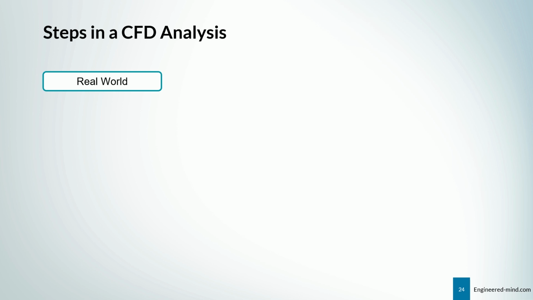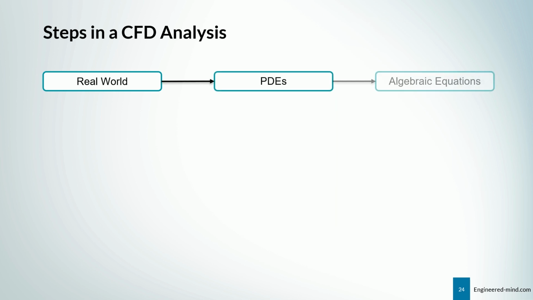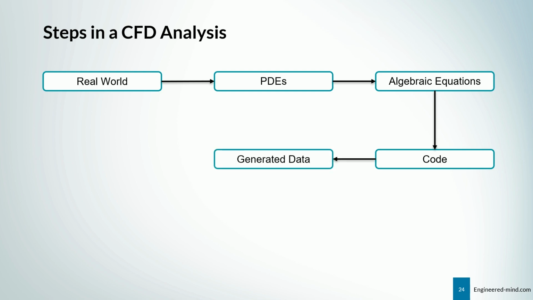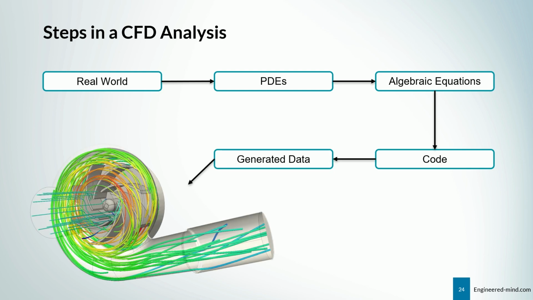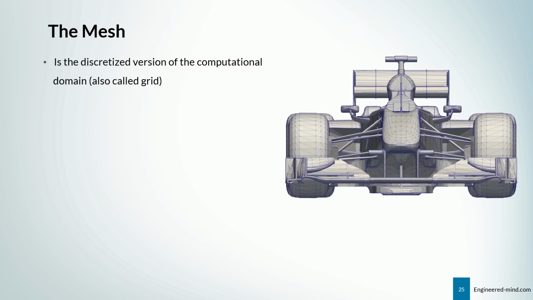On this slide I want to give you a short review of the steps involved in the CFD analysis. So we have the real-world problem, which will be transformed into a PDE, and then we have a system of algebraic equations. We implement that into our machine, we generate the data, and then at the end we can post-process our results. So the mesh is the discretized version of our computational domain.